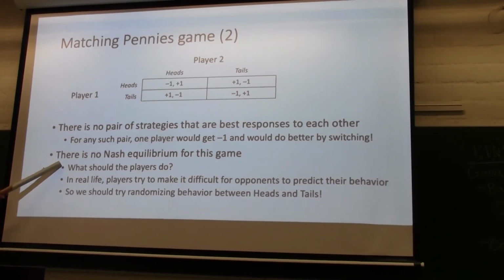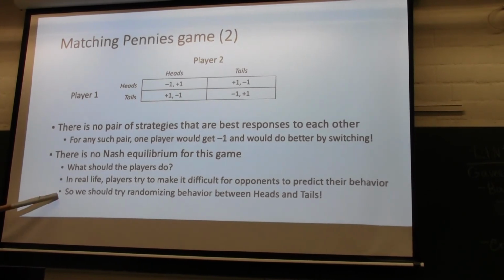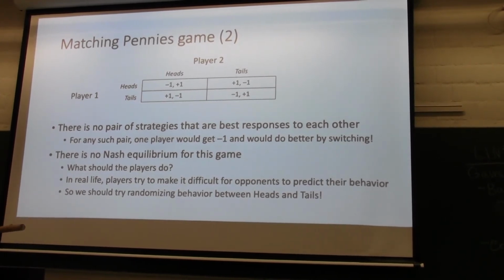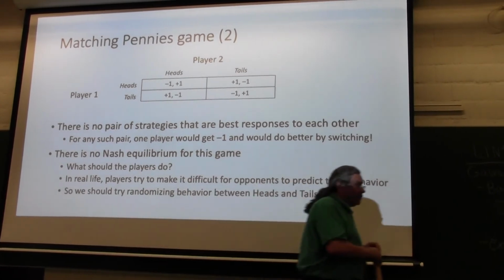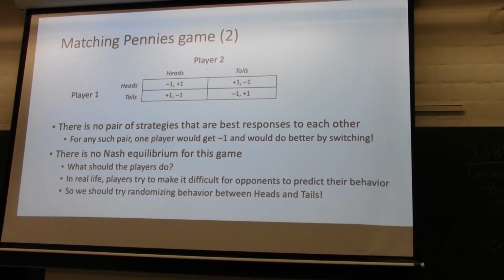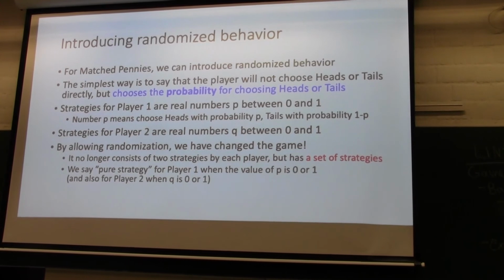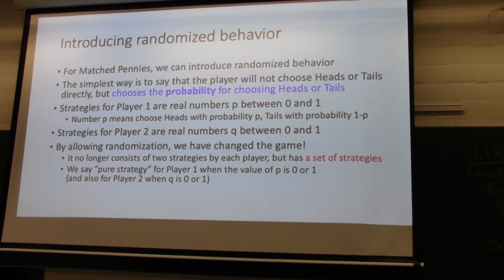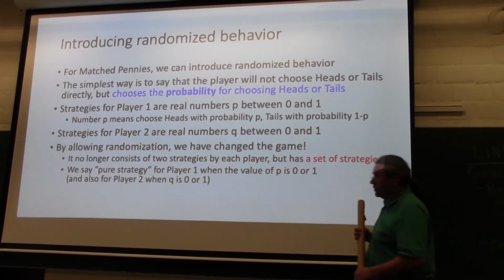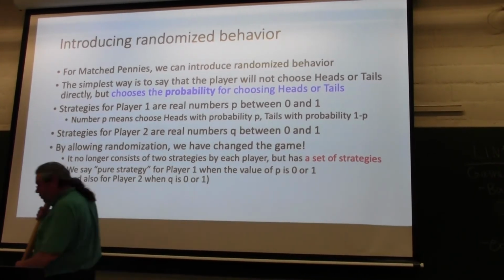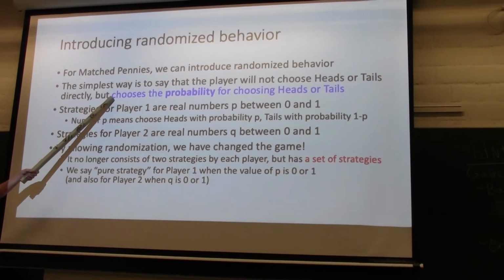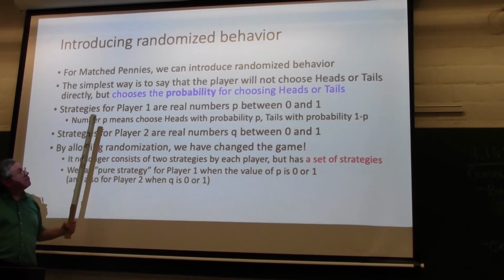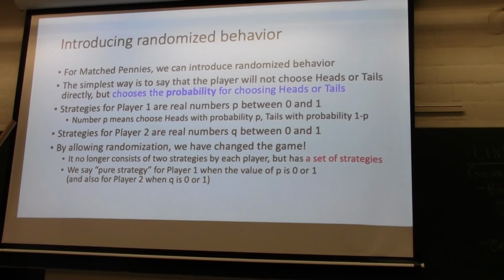So what do you do? The solution here is to randomize, so that you don't always pick one or the other, but you make an unpredictable choice between heads and tails. So now we're going to introduce randomized behavior. And this is called mixed strategy. And the idea is the following. I will not pick heads or tails, but I will choose a probability for picking heads or tails.